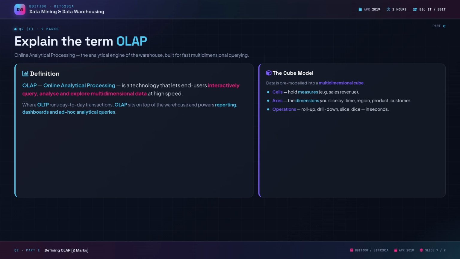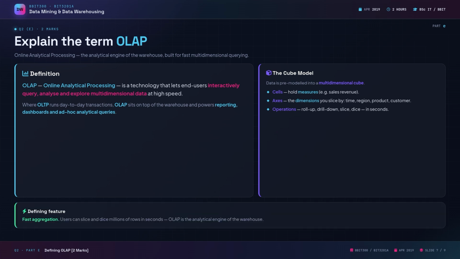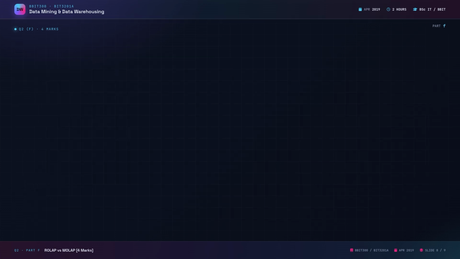Data is pre-modeled into a multidimensional cube. The cells hold measures such as sales revenue. The axes are the dimensions you slice by, like time, region, product, and customer. And the operations available are roll-up, drill-down, slice, and dice, all performed in seconds. The defining feature to remember is fast aggregation. Users can slice and dice millions of rows in seconds, which is why OLAP is described as the analytical engine of the warehouse.